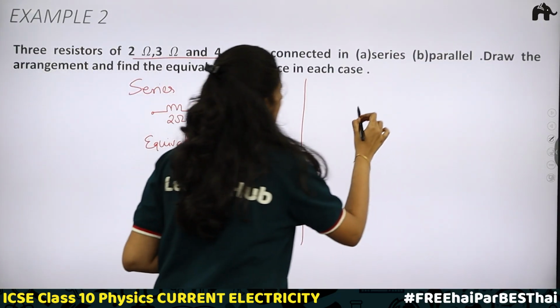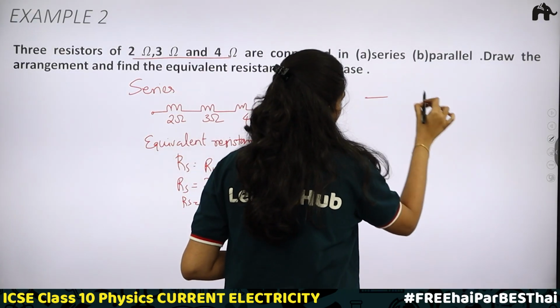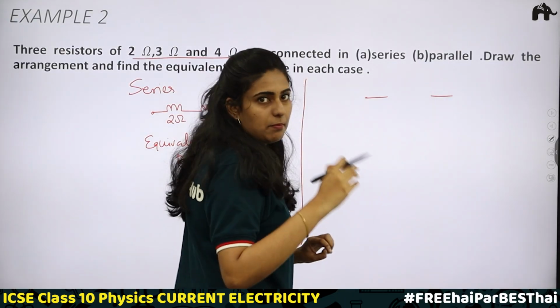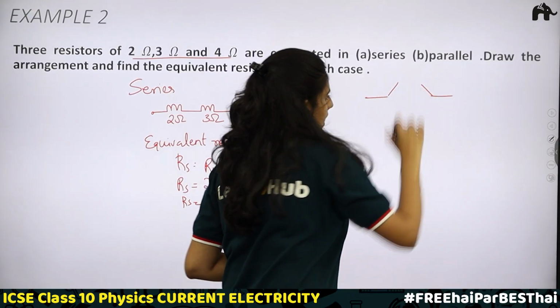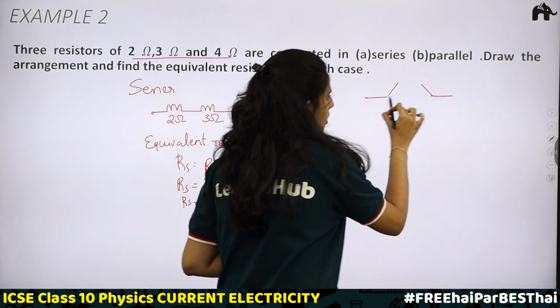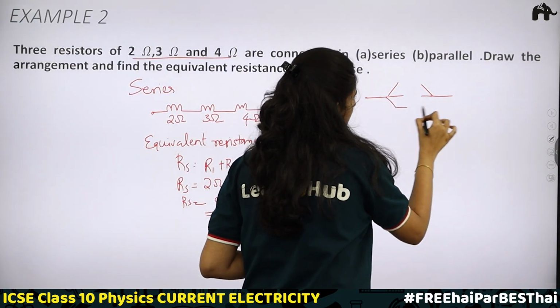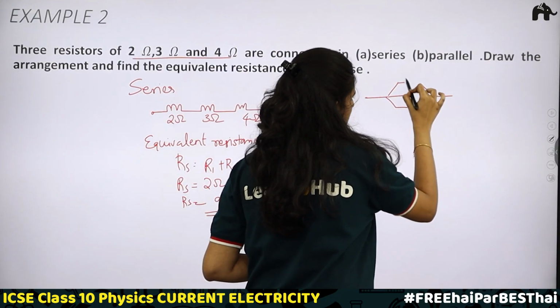Okay, now the parallel connection. In parallel connection, we know the same amount of voltage will be there across all the resistors. Okay, the current will get split.